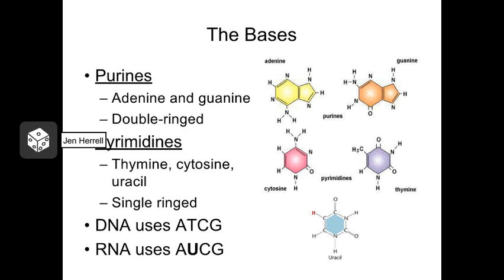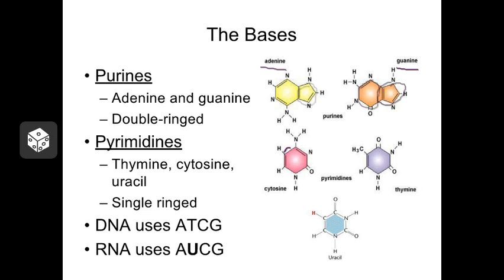In addition to containing different sugars, nucleotides can contain different bases. There are 5 different bases, and they fall into 2 categories, the purines and the pyrimidines. All of these structures have rings. Purines are double-ringed structures, so you can see there's 2 rings hooked together. The purines include adenine, represented with a letter A, and guanine, represented with a letter G.